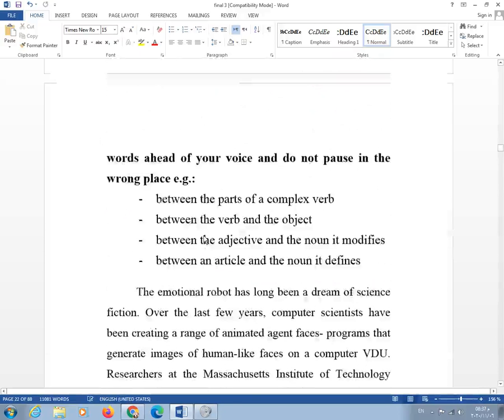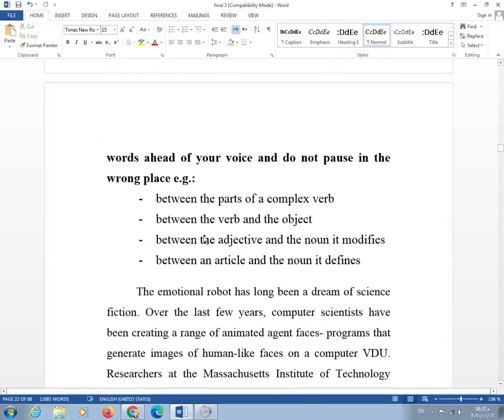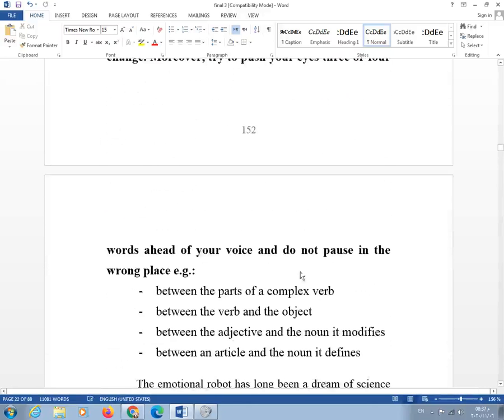We're going to have some tips also. Tip number 1: don't pause between the parts of a complex verb, a verb that's made up of two words. For example, take off. Don't pause in between. Take, and then off. No. Number 2: don't pause between a verb and the object. You have a verb, a transitive verb, with an object. Don't pause between the verb and the object.